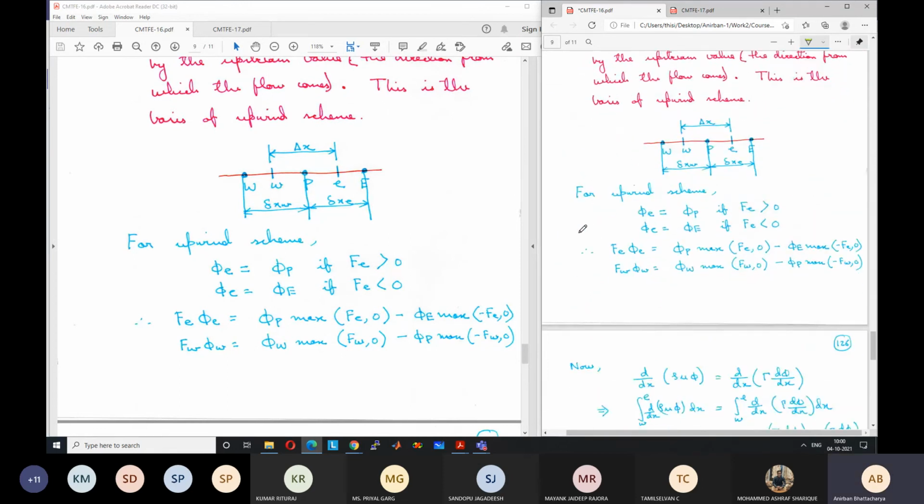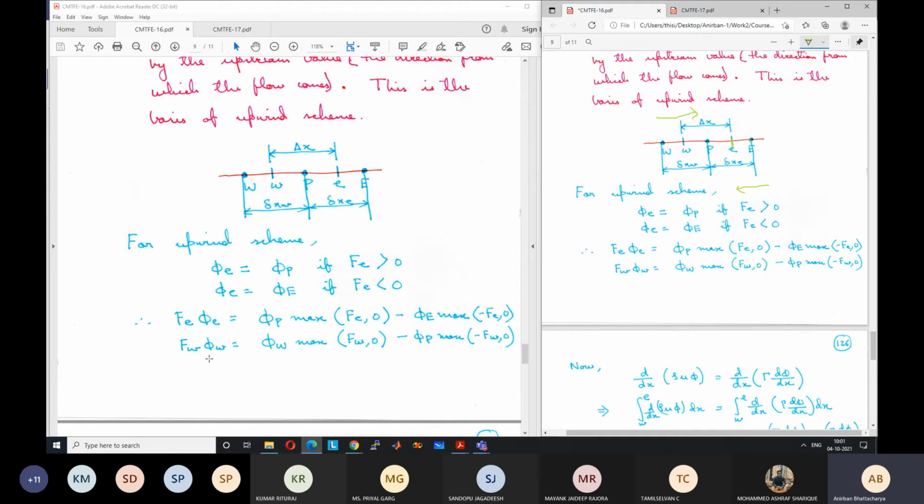we can write this scheme as follows. Okay. So phi e, this point, is equal to phi p if Fe is greater than 0. Means if the flow is in the positive x direction, the flow is coming like this. Okay. Flow is coming like this. So this point should be affected by phi p. So phi e is equal to phi p. If the flow is in the other direction, if the flow is coming in this direction, if F is negative, then this interface should be affected by this E point. So phi e should be equal to phi capital E if Fe is less than 0.